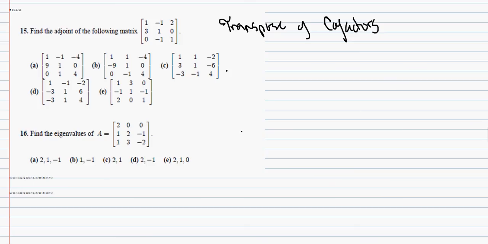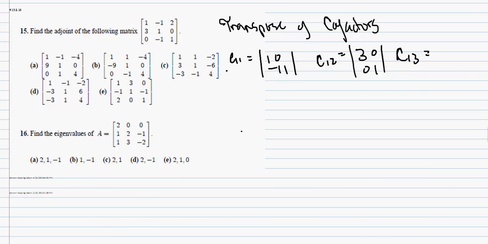So the cofactors for the following we can find, let's start with C11. C11 is equal to 1 times the determinant of 1, 0, negative 1, 1. C12, that's this one right here. Well, that's equal to, cross out that column, cross out that row. That's going to be 3, 0, 0, 1. And then C13, what do we have here?